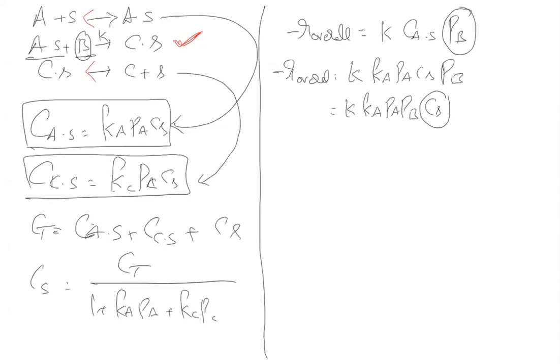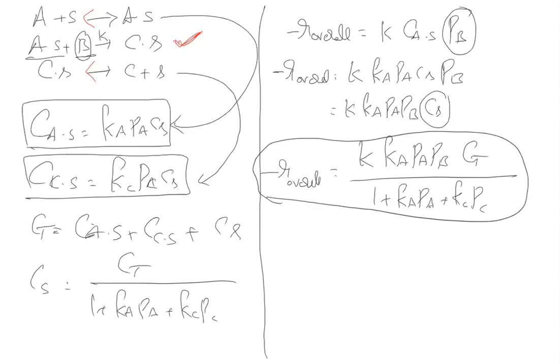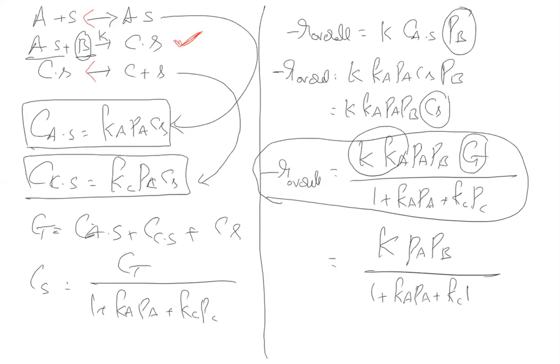So if we substitute C_S here, the rate is k K_A P_A P_B C_T divided by 1 plus K_A P_A plus K_C P_C. This is my overall rate. Now, these are constants, and constants can be combined into one, giving k into P_A P_B divided by P_C. This is the overall rate.